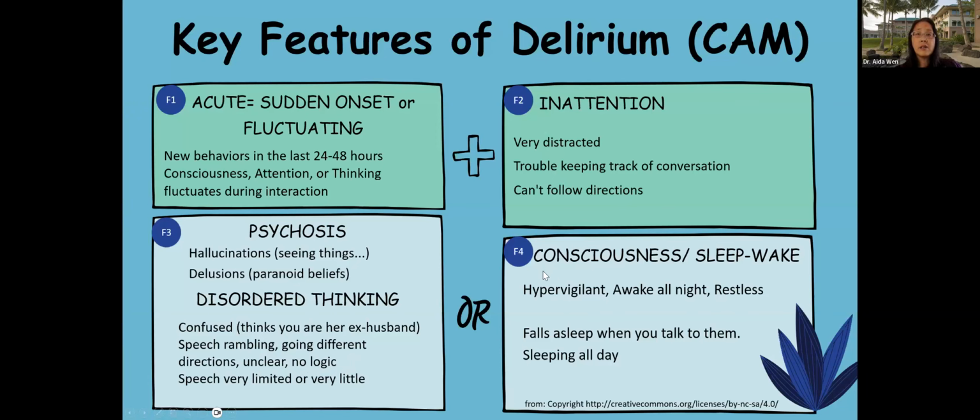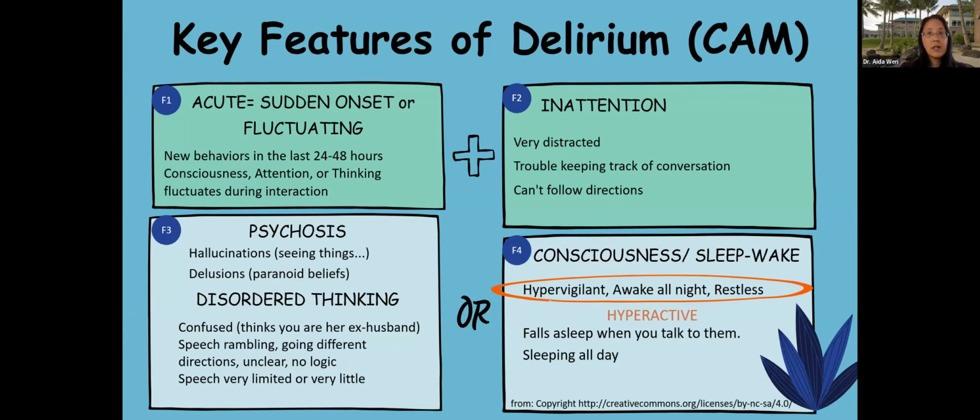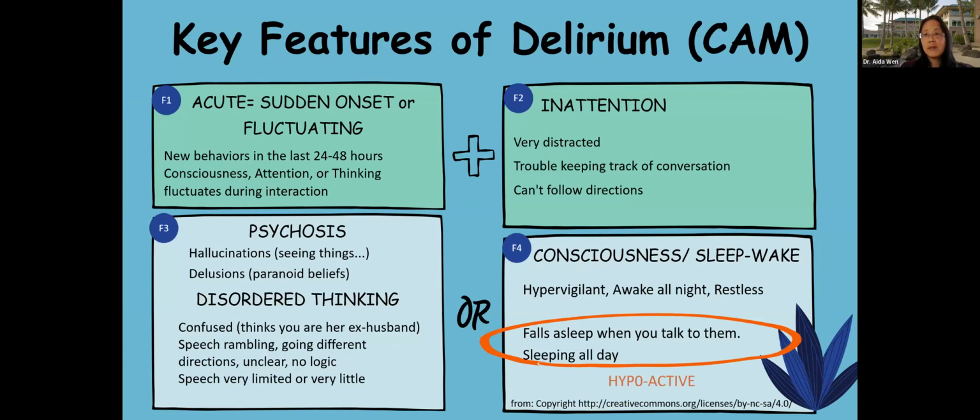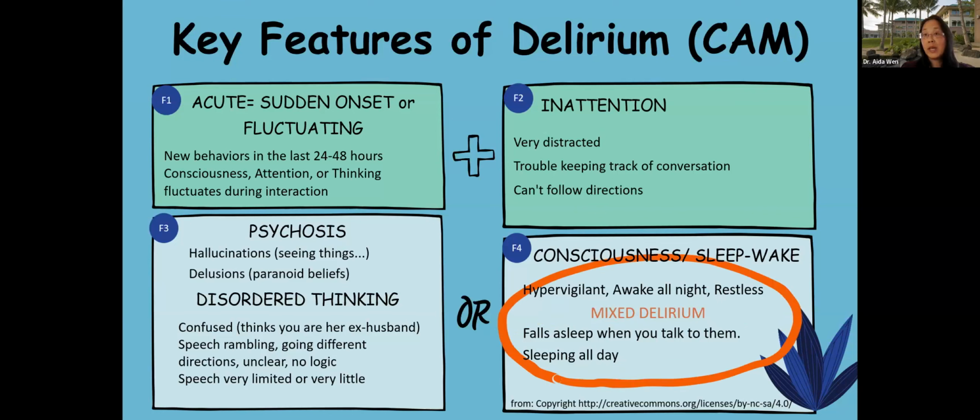And then the other feature is consciousness, or their sleep-wake cycle. They may be hypervigilant, awake all night, or restless, or the opposite, they may fall asleep while you're talking to them and may be sleeping all day. If the feature is mostly hypervigilance and restlessness and being awake all night, that's hyperactive delirium. If you're talking to them and they fall asleep or they're sleeping all day long, that's hypoactive delirium. And actually, people can have both. They may be awake all night and asleep all day, right? So that's mixed delirium.